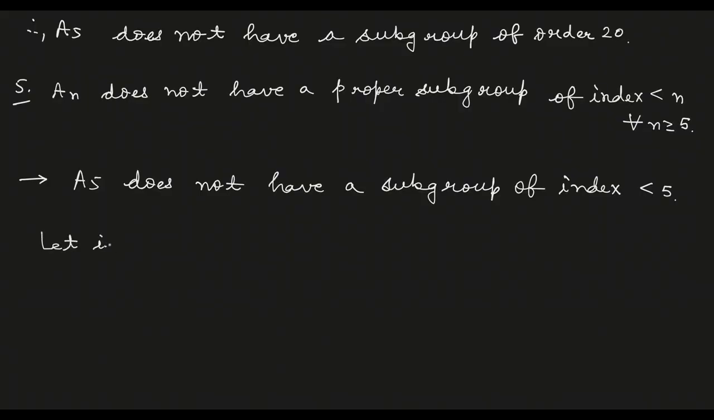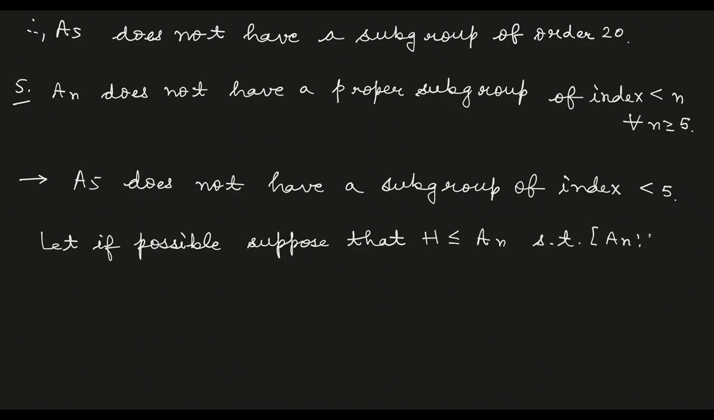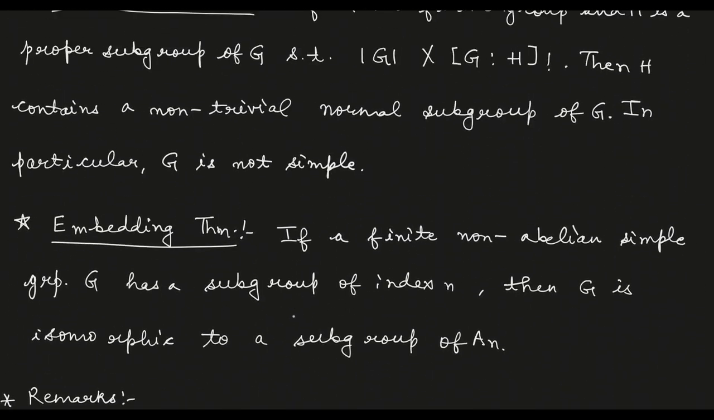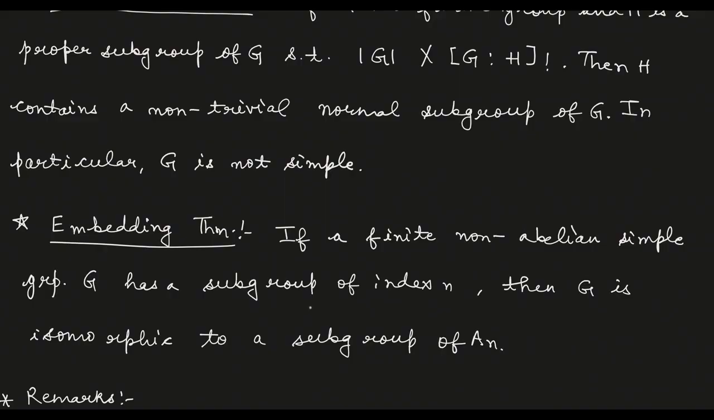So let it be possible. Suppose that H is a subgroup of An such that the index of this is equal to m, which is less than n. Therefore, by the embedding theorem, what was the embedding theorem? If a finite non-abelian simple group G has a subgroup of index n, then G is isomorphic to a subgroup of An. Here An is a finite non-abelian simple group which has a subgroup of index n.